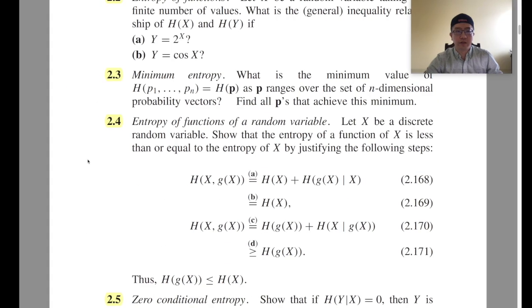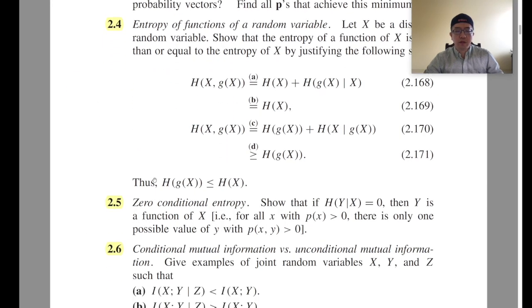Next, let's look at our question number 5. Question 5 is called zero conditional entropy. It is to show that if this conditional entropy is 0, then Y is a function of X. In other words, it means that for all x with probability of x bigger than 0, there's only one possible value of y with probability of y given x bigger than 0, right? Let's see how we can solve this question.